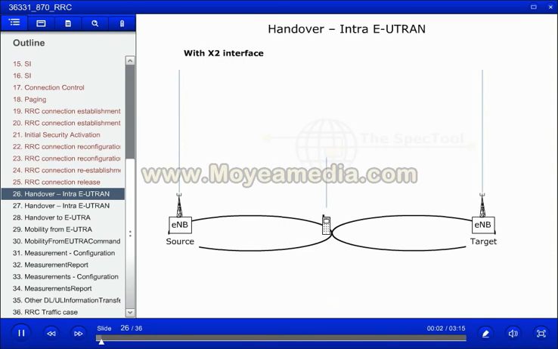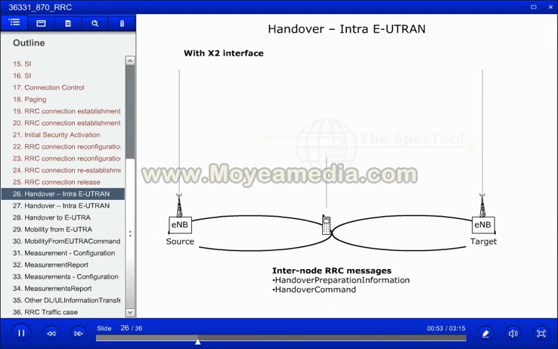The procedure for handover within E-UTRAN will depend on whether the handover involves a change of serving gateway or not, as well as if the X2 interface is available or not. The intra-E-UTRAN handover involves the usage of internode RRC messages. Internode messages are used to transfer RRC messages between eNode Bs and/or UEs via other interfaces than the radio interface. The two internode messages involved in the handover are the handover preparation information and the handover command.